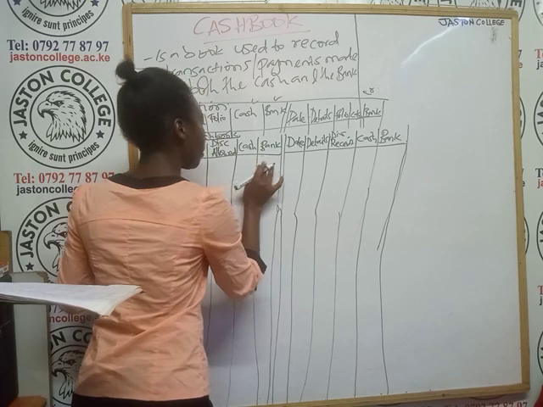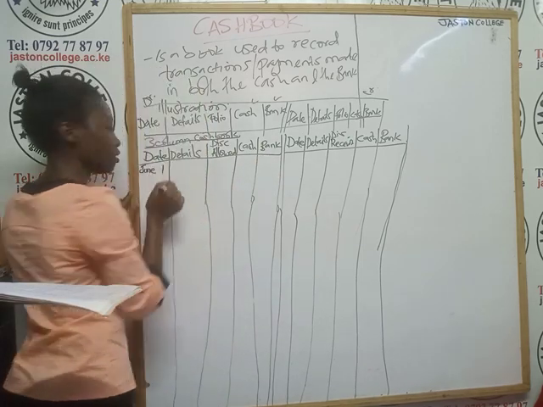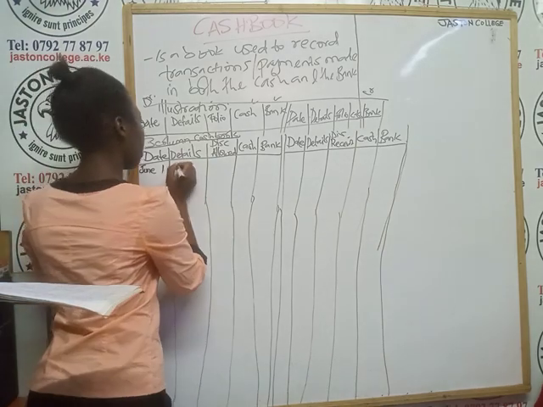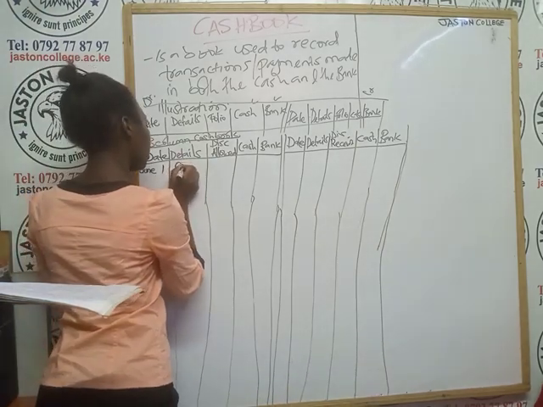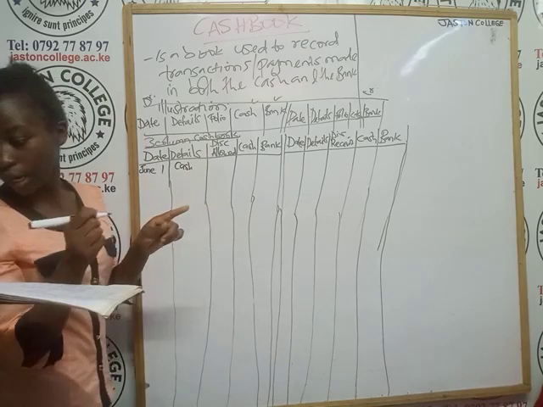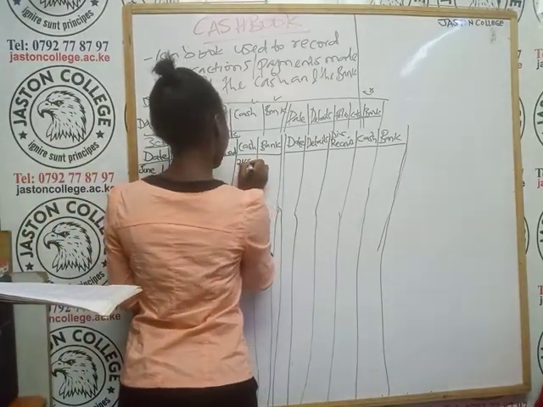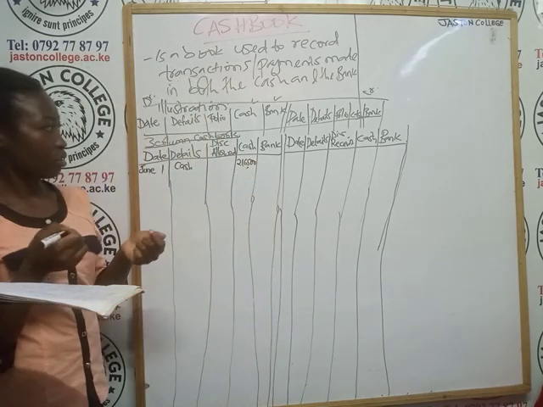Let's start with the cash first. On first, he started business with cash. We have ordinary cash of 216,500 shillings.